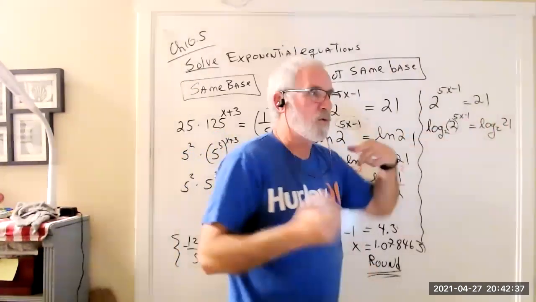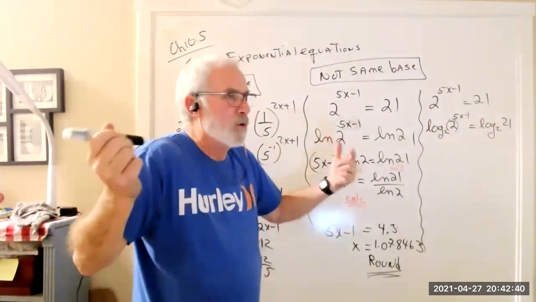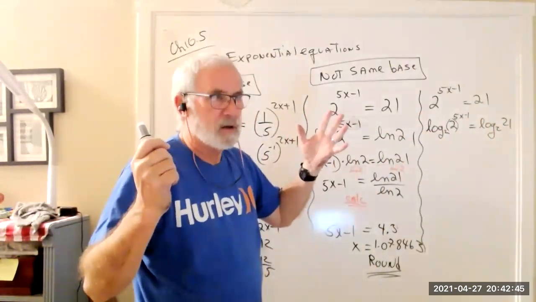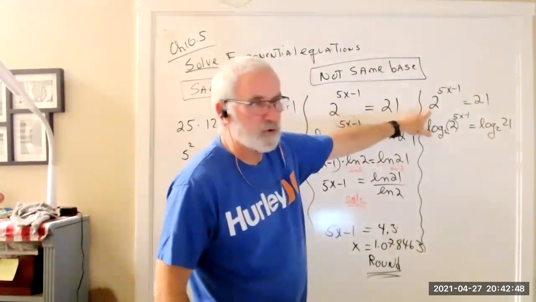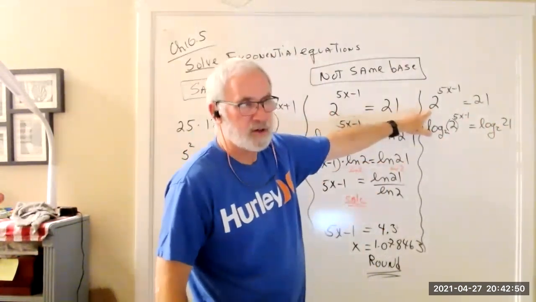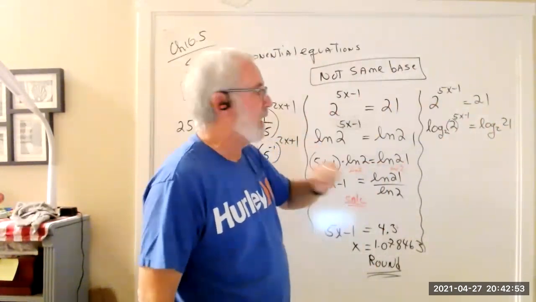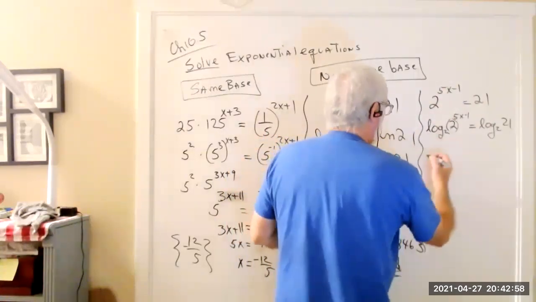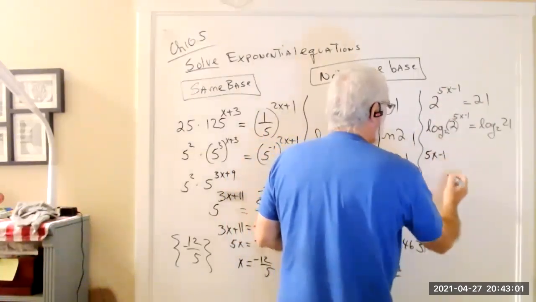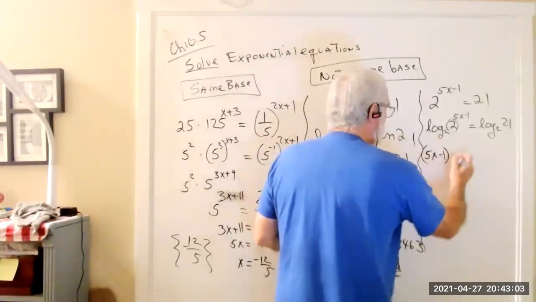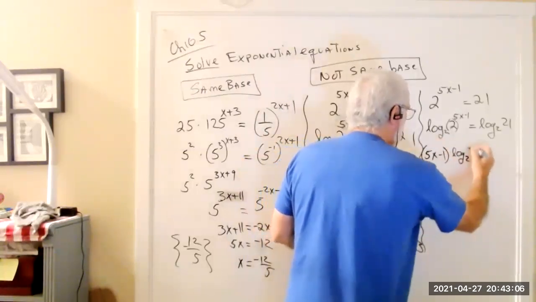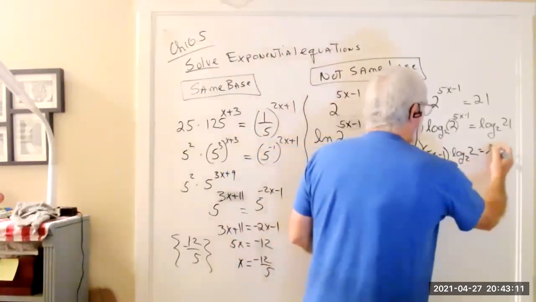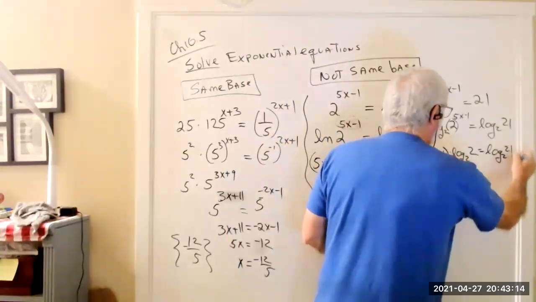Took the log base 2. Well, then the question is why did I pull log base 2 out of thin air? Because that was the base 2 of your exponent. Watch what's going to happen. I took the log base 2 of both sides. I still bring the power down. 5x minus 1 times log base 2 of 2 equals log base 2 of 21.